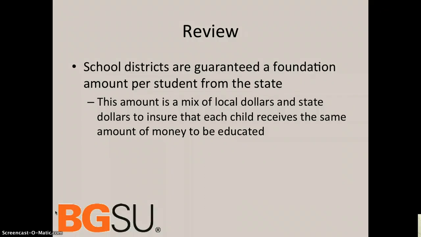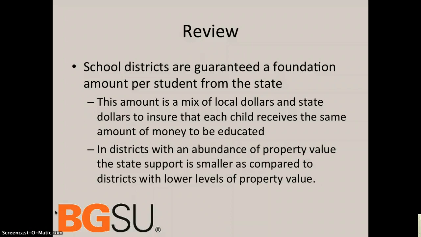So it doesn't matter whether you live in a property poor district or a household poor district or a household rich district. The state says that you should be receiving the same amount of money in terms of ability to be educated. So in a district with an abundance of property value, the state support is smaller, right? Because the local ability to raise dollars is higher, so their portion of that pot is higher, and what the state makes up on the difference is a smaller amount, and vice versa. If the district doesn't have a lot of property value and can't raise a lot of dollars, then the state fills in a larger amount for them.